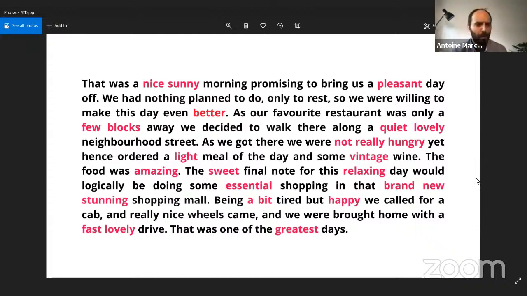Sweet, savory, or bitter? The bitter final note, I'll go with bitter here. The bitter final note for this tiring, exhausting day would logically be doing some meaningless shopping in that ancient, ugly shopping mall. Ancient, ugly. No, that doesn't go.